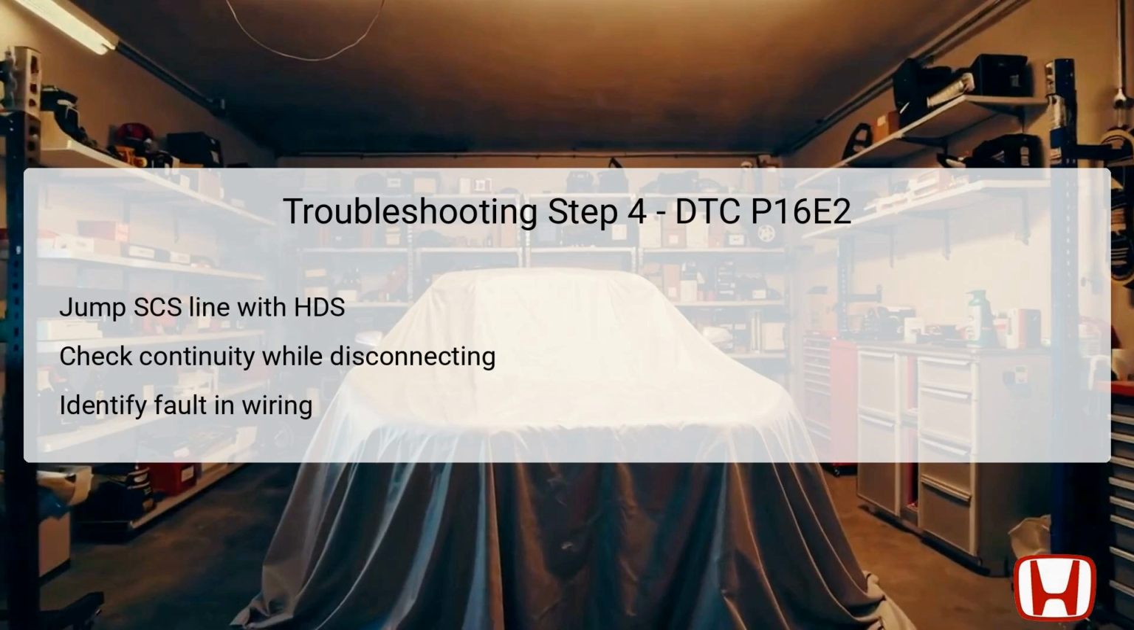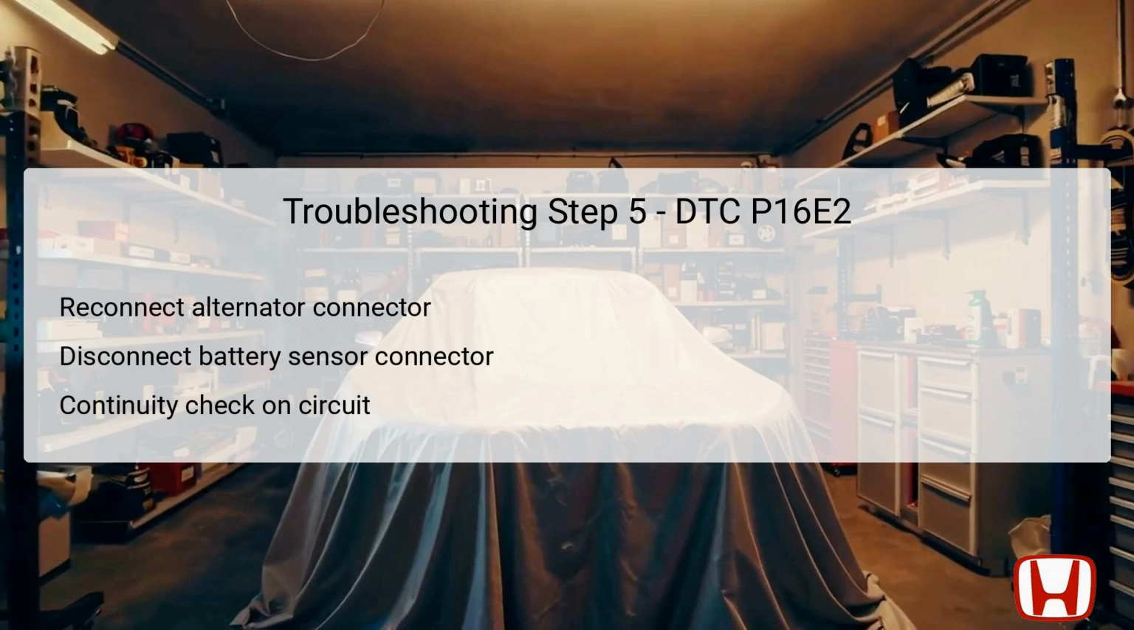in the LIN wiring. In this fifth step, after ensuring that all previous checks are complete, reconnect the alternator 1P connector to provide power back to the alternator. Subsequently, disconnect the 12-volt battery sensor 2P connector to isolate it during testing.